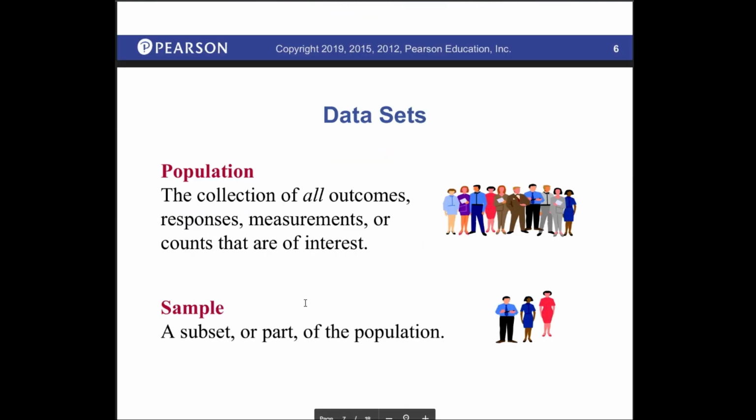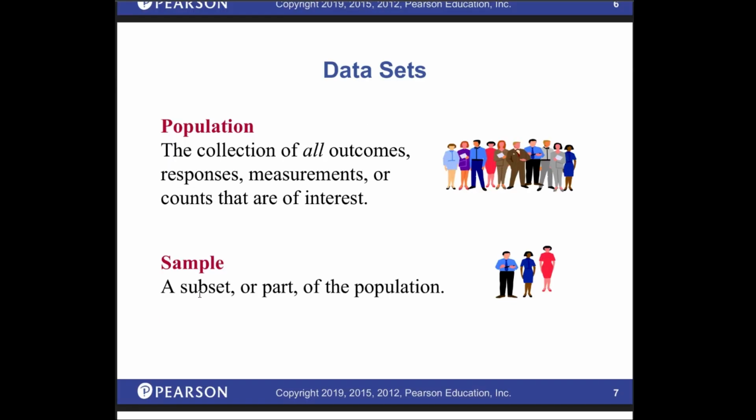And then there are two types of data sets. Population, which is the collection of all outcomes, responses, measurements, or counts that are of interest. And a sample is a subset or part of the population. For example, going to all the schools in America and asking them what is your favorite subject would be considered a population. And then a sample would be like asking a few school students what is their favorite subject.